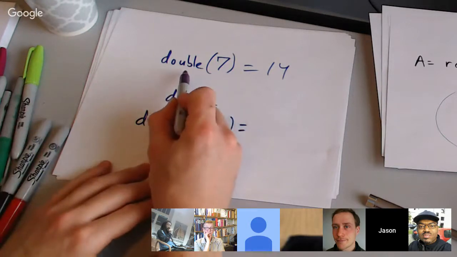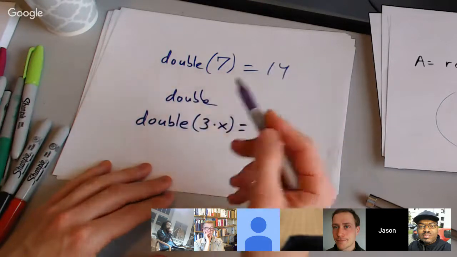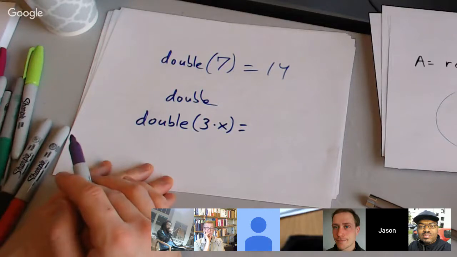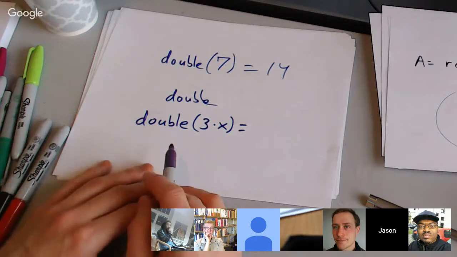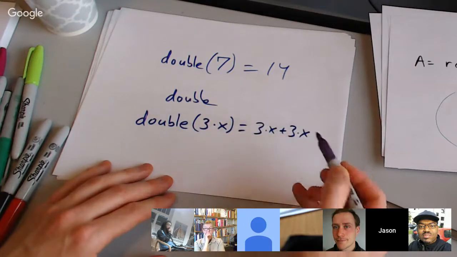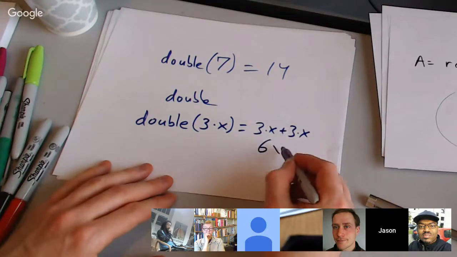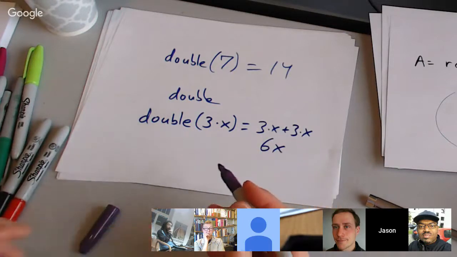So doubling, if you doubled 7, we got 14. We had multiplied it by 2, in other words. Aha, okay, yeah. So then it would be 3 times x plus 3 times x. Exactly right. Which we could also call 6x. But yeah, right, we doubled whatever we gave it.